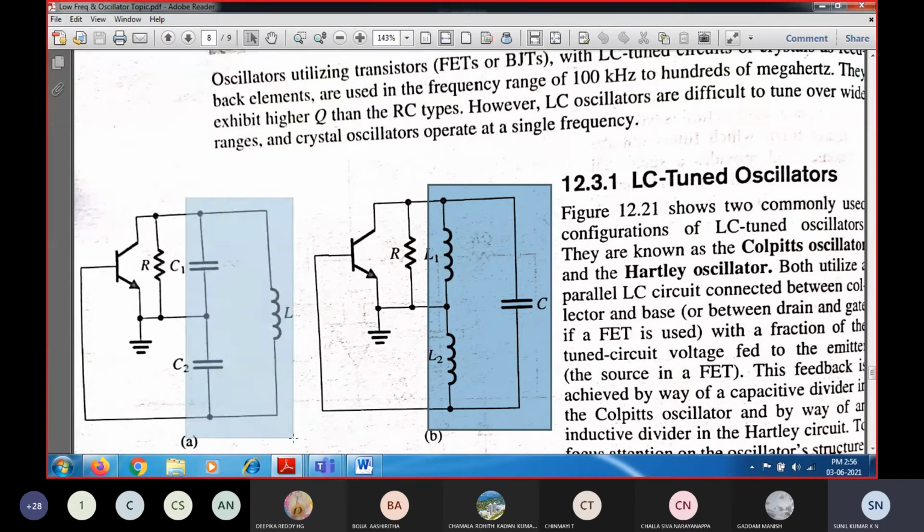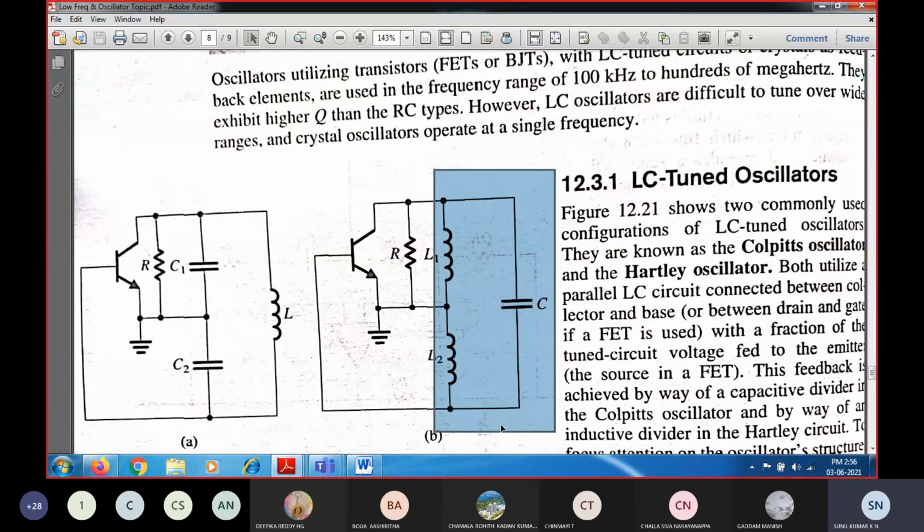So one is the Colpitts oscillator, another one is the Hartley oscillator. If you use this type of LC tank circuit, it provides an oscillation frequency greater than 10 kilohertz. What was the drawback of the RC phase shift oscillator? It was limited only up to hundreds of kilohertz. But if you go for LC as well as crystal oscillators in the feedback path, the crystal also has an electrical equivalent of R, L, and C.